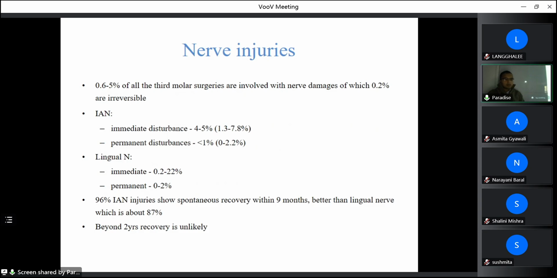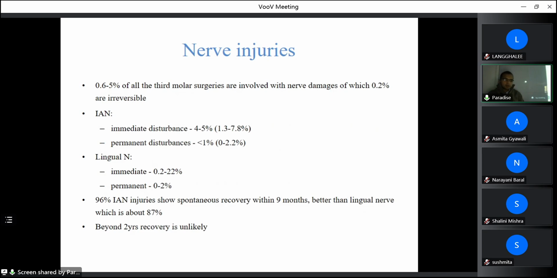Another complication can be nerve injury. 0.6 to 5% of all molar surgeries involve nerve damage, of which 0.2% is irreversible. In the case of the inferior alveolar nerve, immediate disturbance is present in 4 to 5% of patients, and permanent disturbance is present in less than 1%.